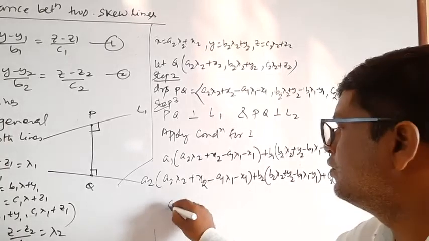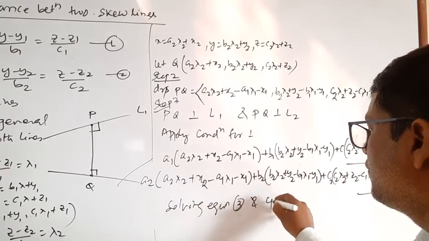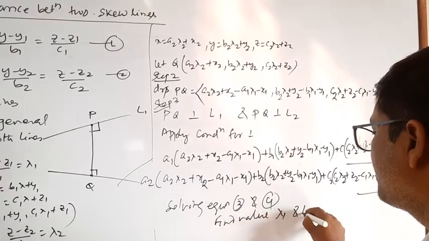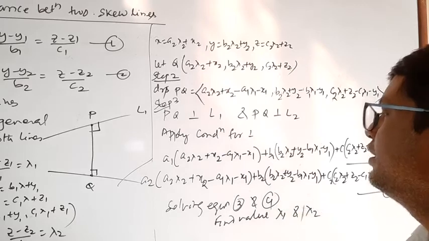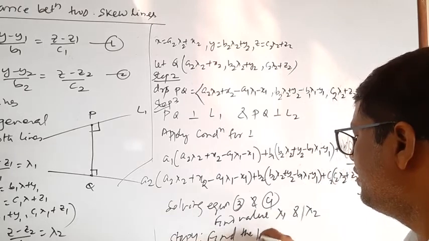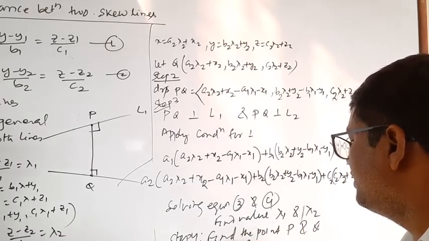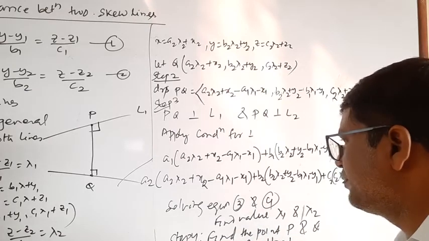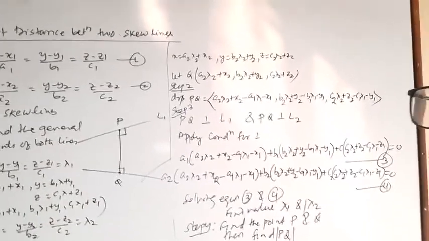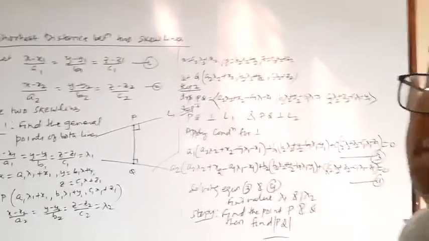Solving equations 3 and 4, find the values of lambda 1 and lambda 2. Then step 4: find the points P and Q, and then find the distance PQ. This is the method to find the shortest distance between two skew lines.